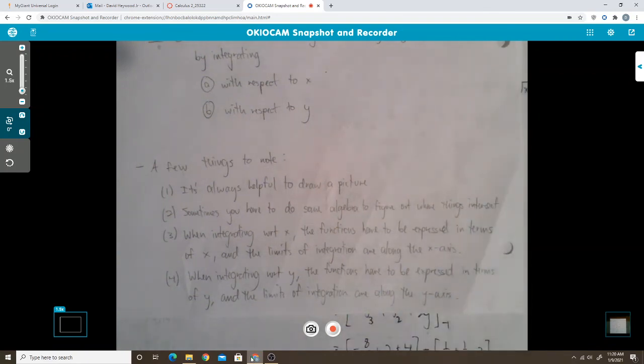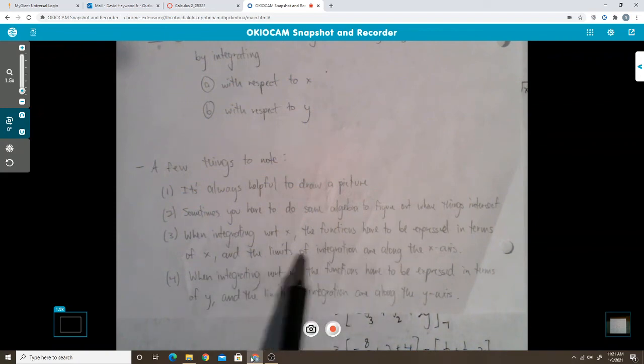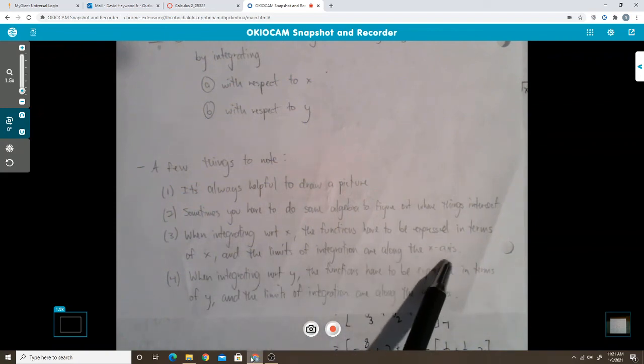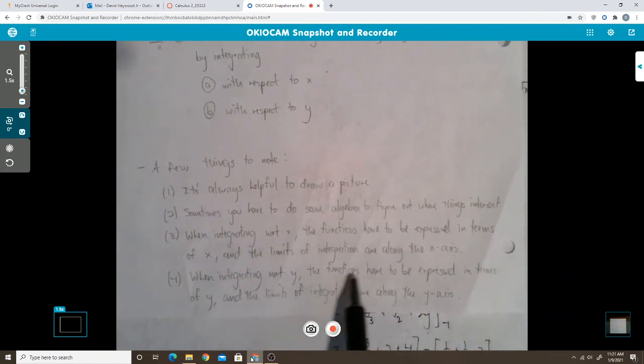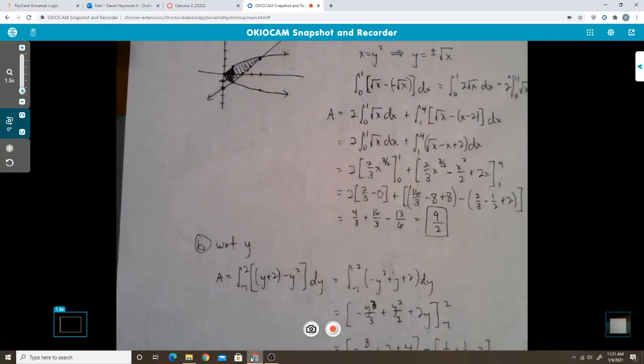The big takeaway is that when you're integrating with respect to x, the functions have to be expressed in terms of x. You have to have it as y equals some function of x, right? And the limits of integration are along the x-axis, right? They're on the x-axis. When you're integrating with respect to y, the functions have to be expressed in terms of y. You have to have them as x equals some function of y, okay? And then the limits of integration have to be along the y-axis. And you can see that here.